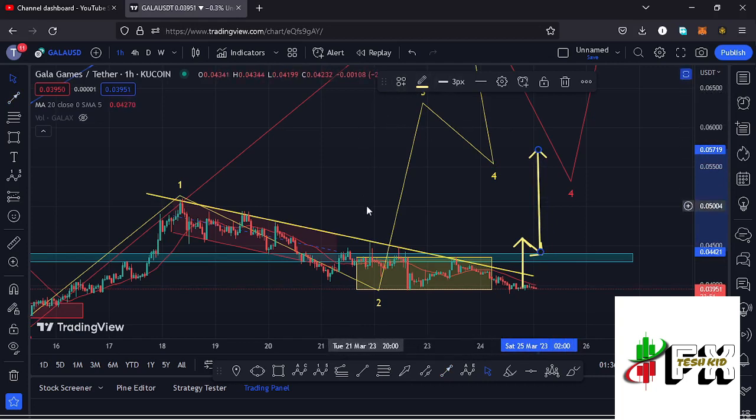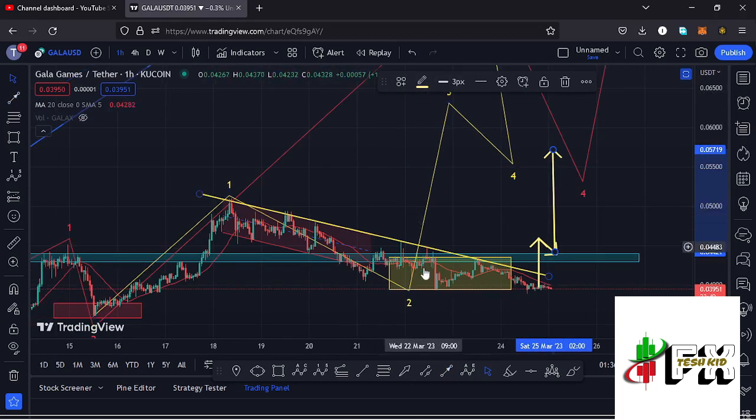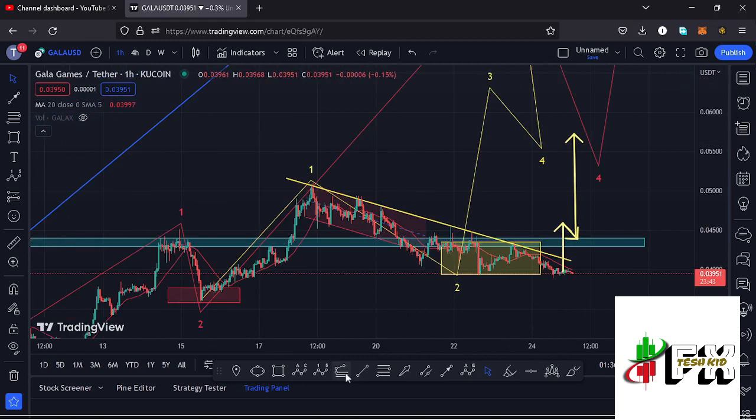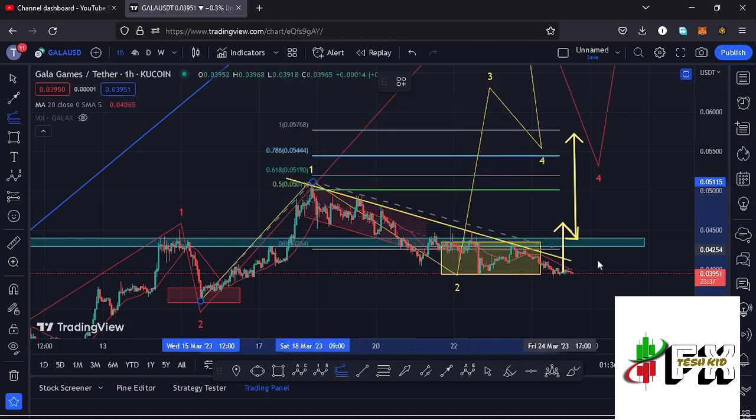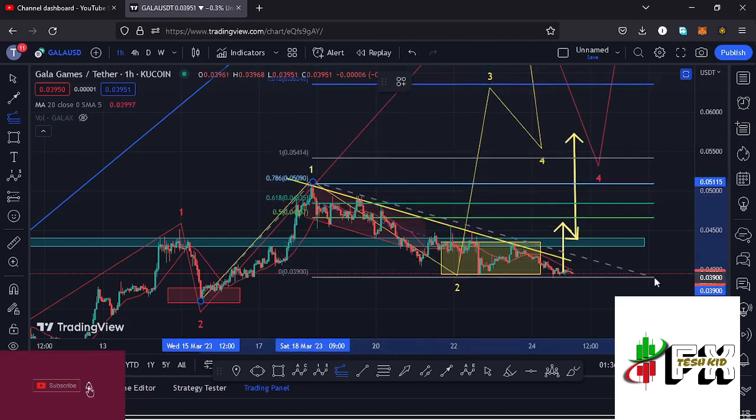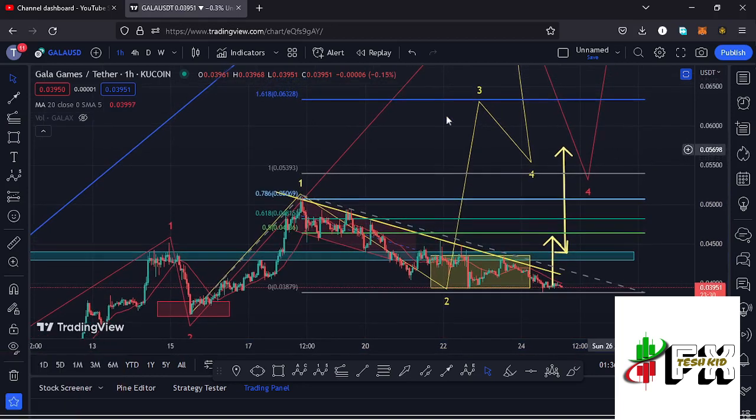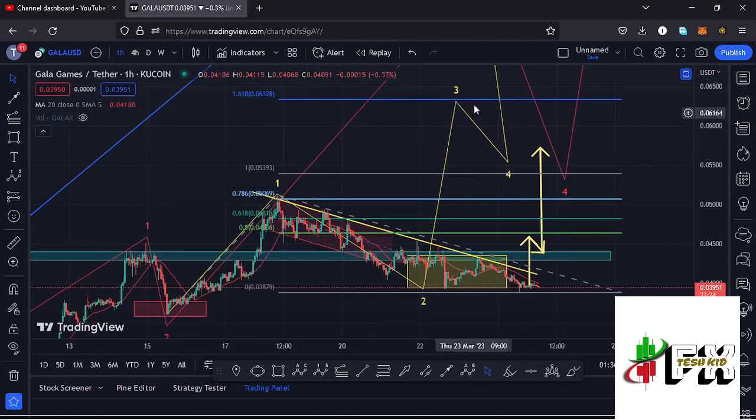And assuming that Gala Games is not going to give us one more leg down in the formation of this wave 2, we can sketch out a target area to the upper side in the formation of that wave 3 by connecting the trend-based Fibonacci from the low of the first wave to the high of that wave 1, then dragging the Fibs to the low of the second wave. And that now gives me a minimum target area in the formation of that wave 3 at the Fib level 1.618, and that is at around the $0.06328 mark, and that is the minimum that I'll be expecting this wave 3 to the upper side to do.